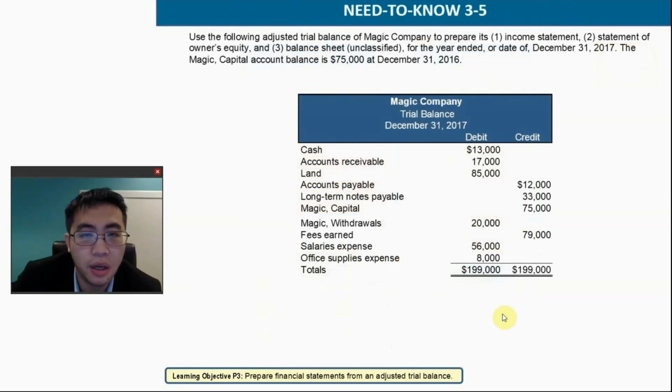All right, and here is a trial balance for a company called Magic. Here you have these items: cash, accounts receivable, land. These are assets. Accounts payable, long-term payables, these are liabilities. You have capital, withdrawals, earned revenues, salary expenses, and office supplies expenses.